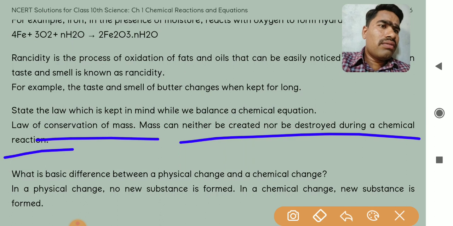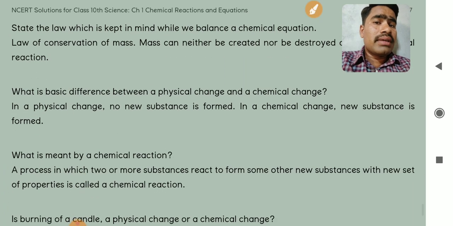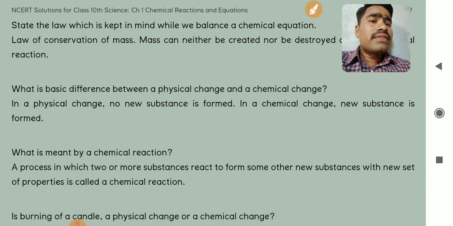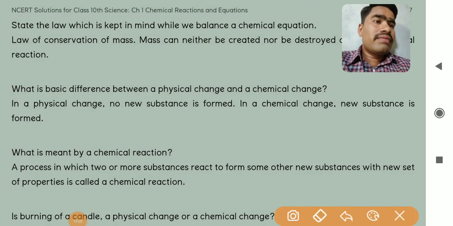So this is the law of conservation of mass. Okay, so this law is kept in mind while balancing the chemical equation. Now, what is the basic difference between physical change and chemical change? It's a very basic question. What is the difference between physical change and chemical change?